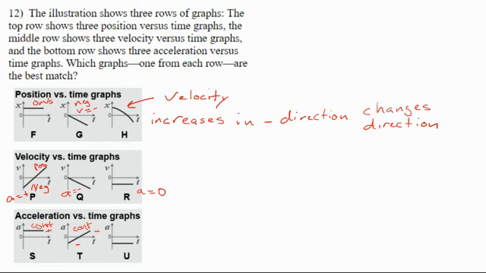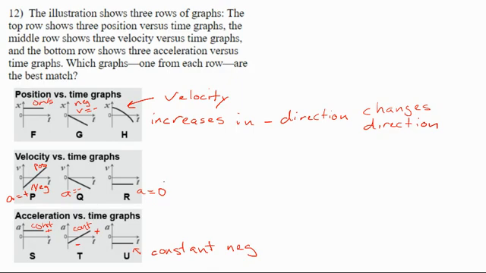And then my acceleration is positive here. And then from here, I have a constant negative acceleration. So how do you match these up?